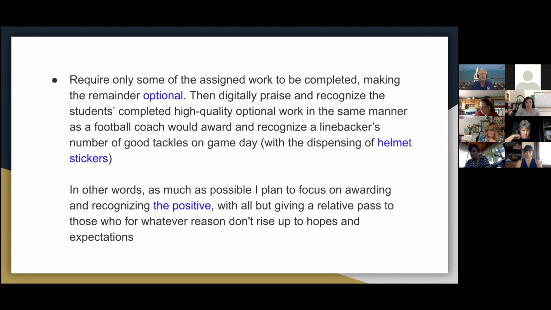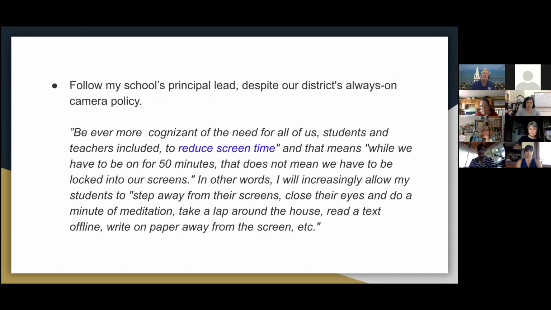Bottom line, my focus, if you will, is awarding and recognizing the positive with all but, and I realize this is a big step for a lot, with all but giving a relative pass to those who, for whatever reason, don't rise up to hopes and expectations. I'm well aware there are certain schools out there that may, in essence, be demanding an alternative educational philosophy, but that is where I'm beginning. And I wanted to put that up front so that you get a better idea of what I'm talking about with my kind of assessments.